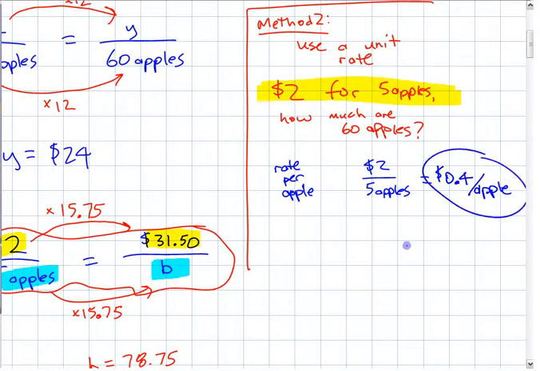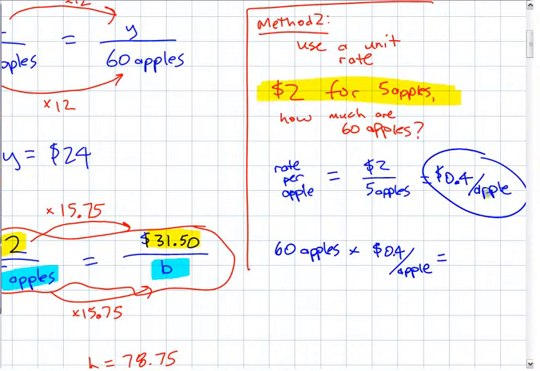If you know what the unit rate is, and you know you're buying 60 apples, how do you figure out how much 60 apples cost? This is the rate per apple, right? Rate per apple. And then you've got 60 apples times 0.4. Each one costs $0.4, rate per apple. What does that give me?